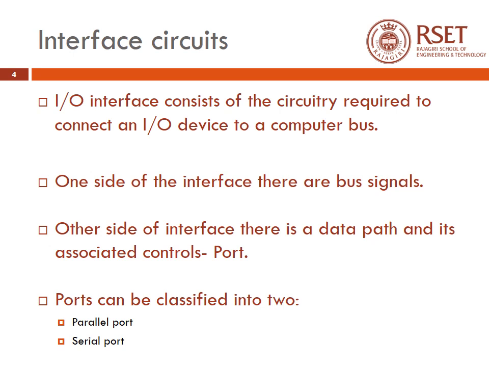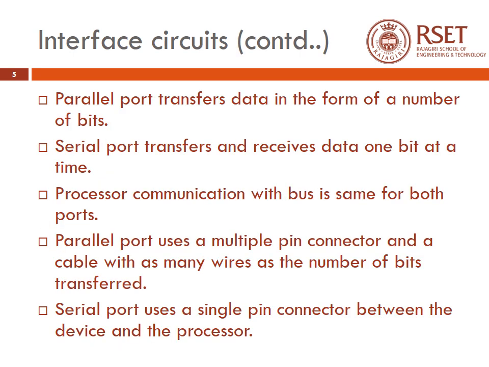Ports in an input output organization of a computer are of two types. They can either be a parallel port or a serial port. A parallel port, as the name indicates, will transfer data in the form of a number of bits. That is, it can either be an 8-bit parallel port or a 16-bit parallel port. If it is an 8-bit parallel port, 8 bits of data can be taken from a device to the interface circuit at a time. Next one is the serial port. A serial port will transfer and receive data only one bit at a time. That is the basic difference between a parallel port and a serial port.